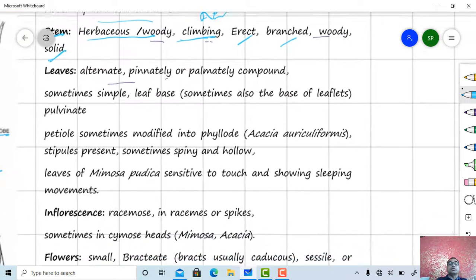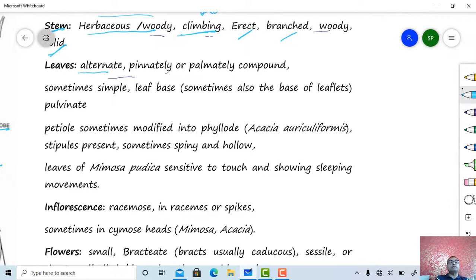Okay, leaves. Just see the leaves. Leaves are alternate, pinnately compound or palmately compound, sometimes simple. Leaf bases are pulvinate. Not only the leaf base but also the bases of leaflets are pulvinate. Petioles are modified into phyllodes. We have already seen all this terminology in Acacia auriculiformis.